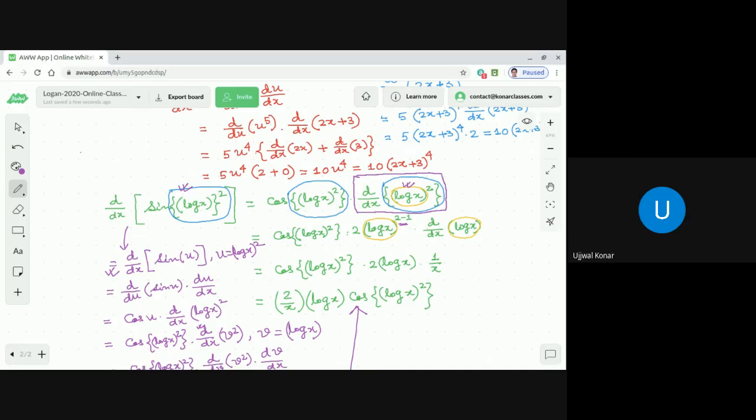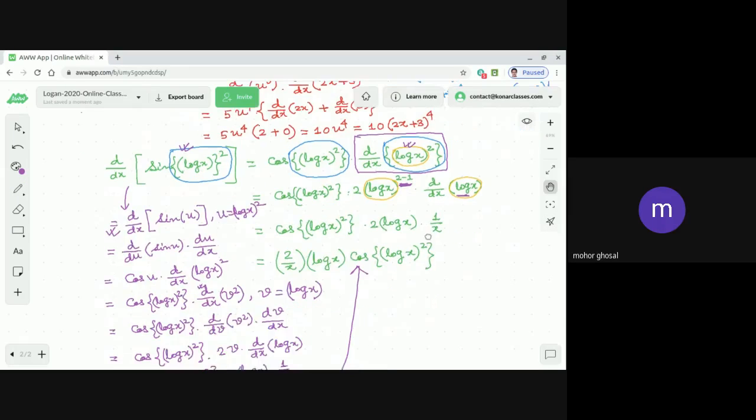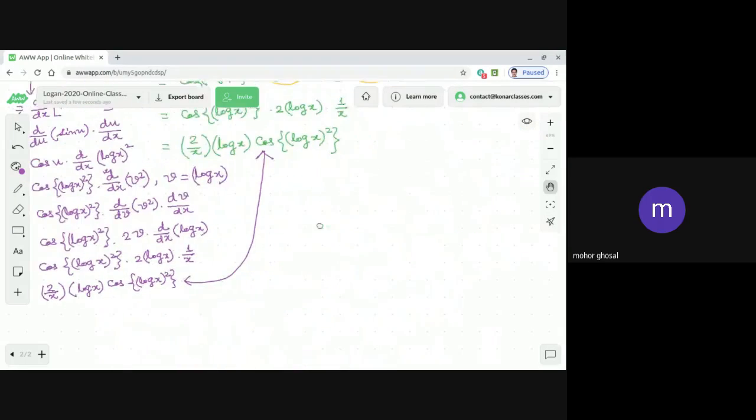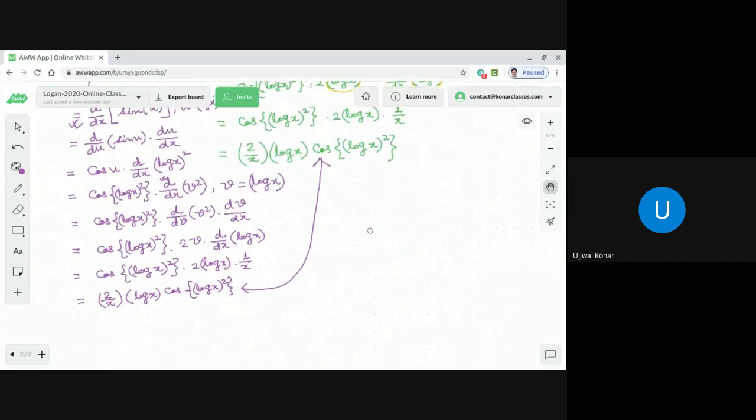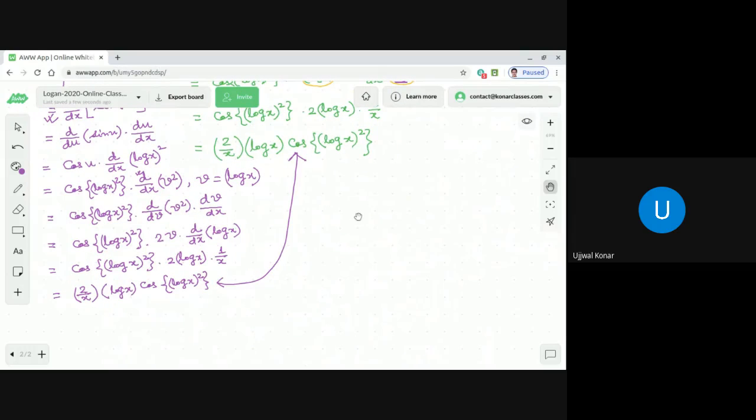Then d/dx of log x whole square. Log x we do not know, so we'll encircle it in yellow, as you see. So something power 2, so 2 into that something power 2 minus 1, as I keep on repeating the same statement. Then once it is done, you will concentrate on log x. Correct or not? Clear or not clear?